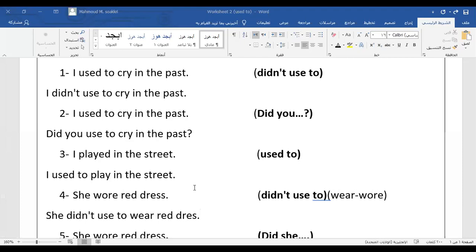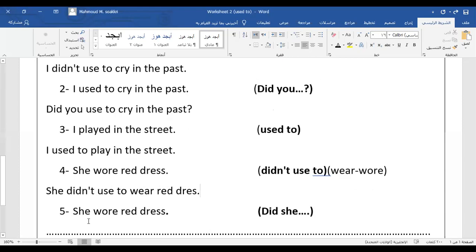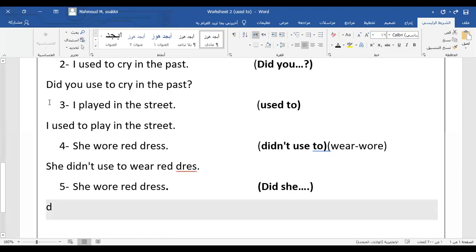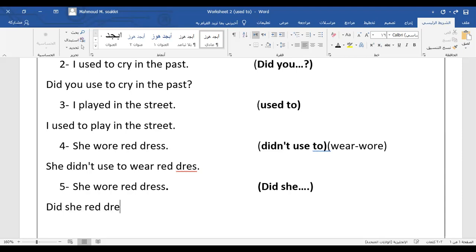Omar Mu'min. Yes. She wore red dress. Ask a question. Did she wear red dress? Excellent. Thank you. Did she wear red dress?